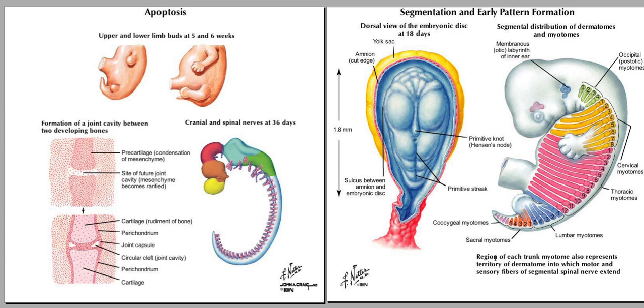Alright, so the origin of each trunk myotome also represents territory of the dermatome into which motor and sensory fibers of the segmental spinal nerve extend to.